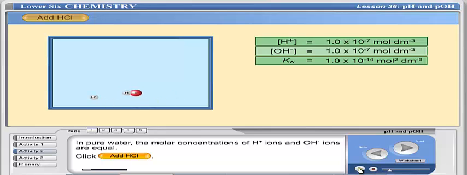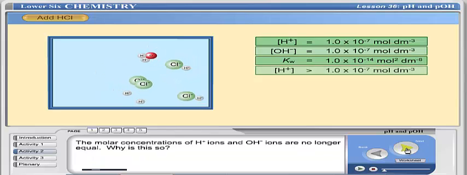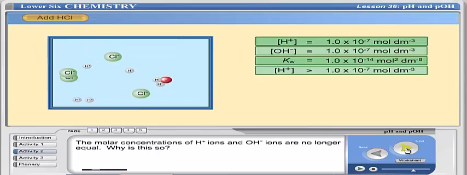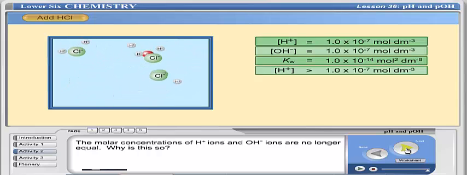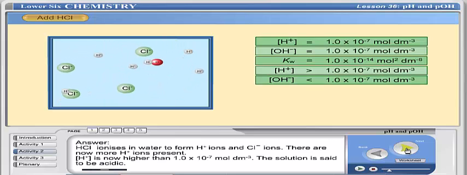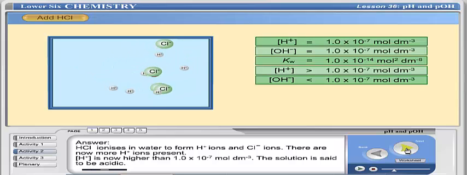In pure water, the molar concentrations of H+ ions and OH- ions are equal. Click the Add HCl button. The molar concentrations of H+ ions and OH- ions are no longer equal. Why is this so? Answer: HCl ionizes in water to form H+ ions and Cl- ions. There are now more H+ ions present.